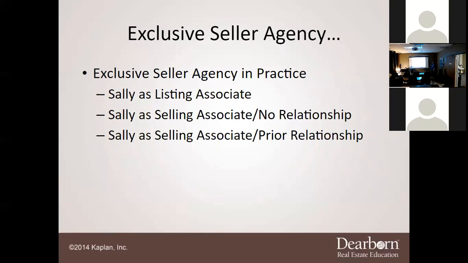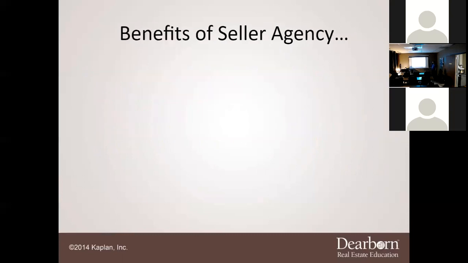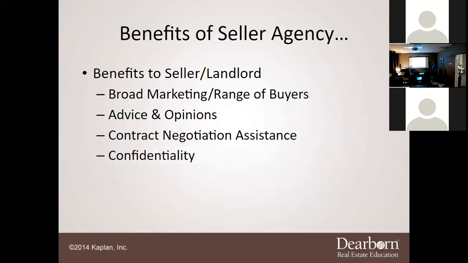So in this situation, Sally, in an exclusive seller agency in practice, is a listing associate. Sally also can be a selling associate with no relationship, or Sally can be a selling associate with a prior relationship. Okay? But again, these are different methods. Now, what are the benefits in regards to the seller agency?